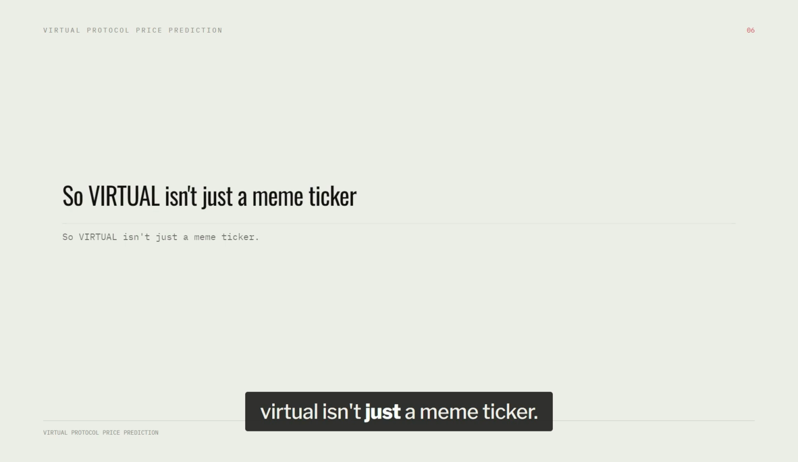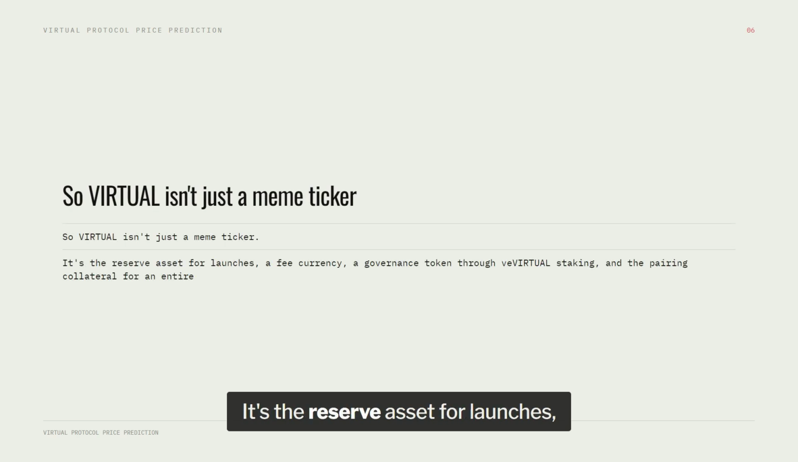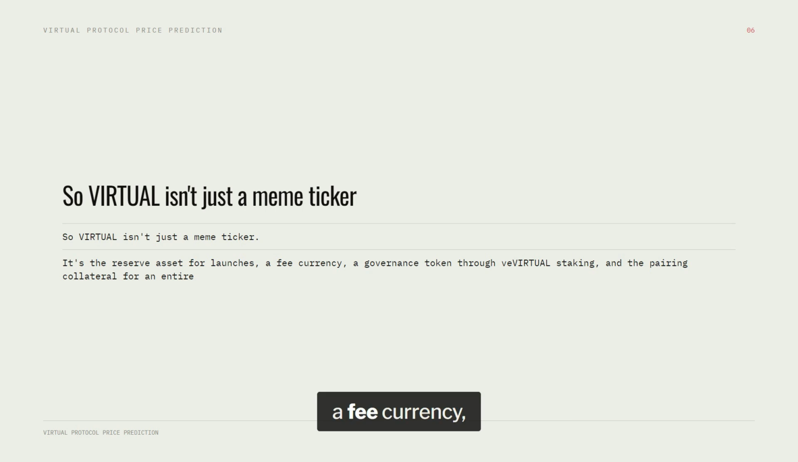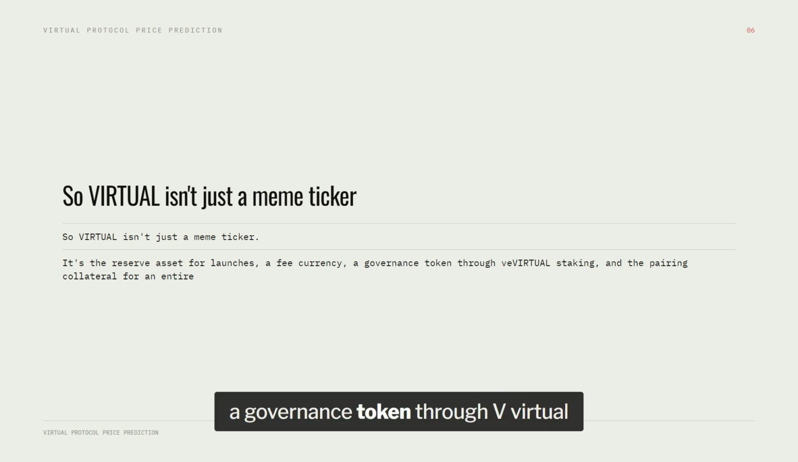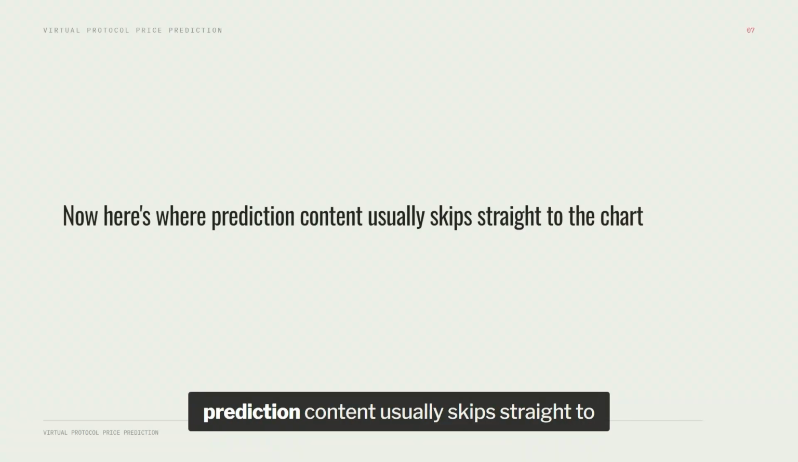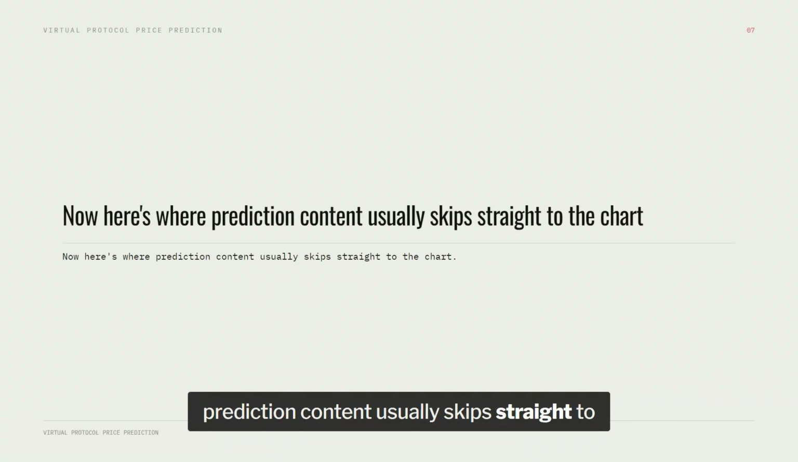So Virtual isn't just a meme ticker. It's the reserve asset for launches, a fee currency, a governance token through veVIRTUAL staking, and the pairing collateral for an entire agent economy. Now here's where prediction content usually skips straight to the chart.